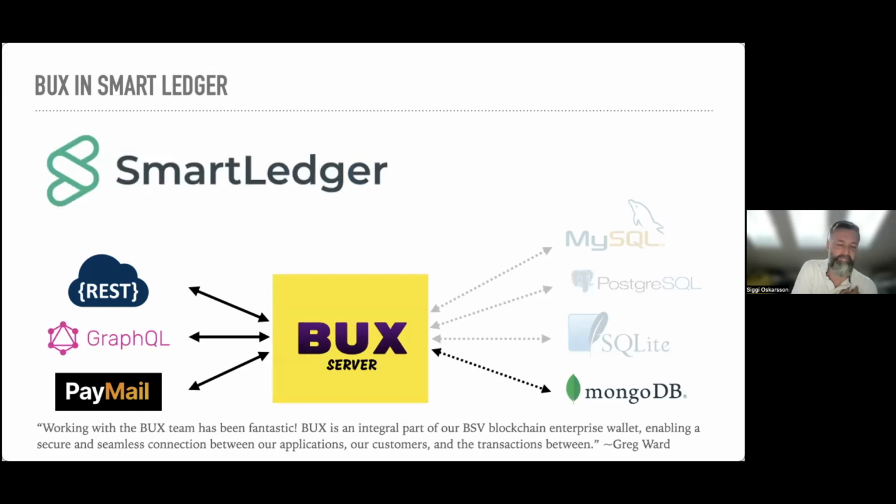Smart Ledger is using it a little bit differently. They're using almost 100% standard BUX server with the REST and GraphQL APIs both active, Paymail, and they're using MongoDB as a database. I also got a quote from Greg Ward from Smart Ledger. He was very nice: working with the BUX team has been fantastic. It's very nice of him to say. More importantly, BUX is an integral part of our BSV blockchain enterprise wallet, enabling a secure and seamless connection between our applications, our customers, and transactions between. So this gives a little bit of a hint where they're going with that. Enterprise wallet is probably the word you should be picking out here.